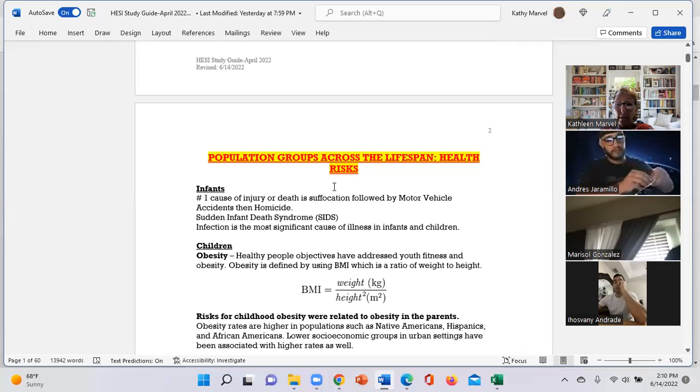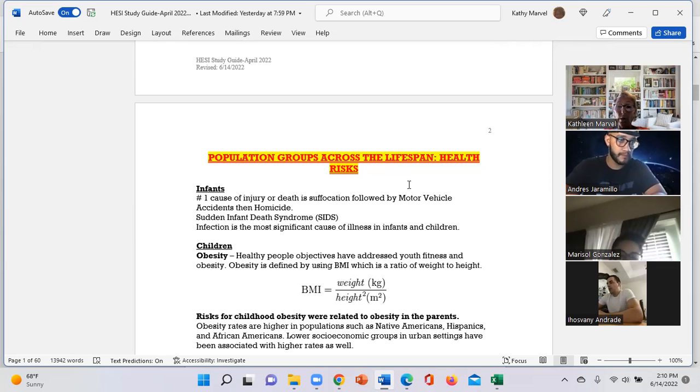The first concept we are discussing here is population groups across the lifespan. What are the health risks? I'm not going to read through this. You can. I'm just showing you how it's organized. I want to get to that spreadsheet of topics. This particular concept is 12 pages.